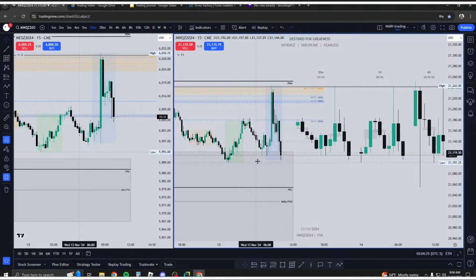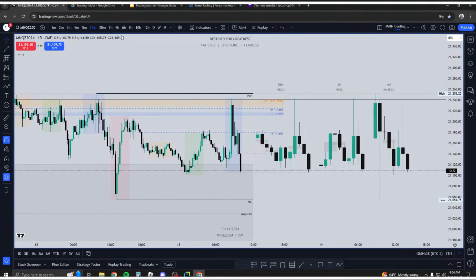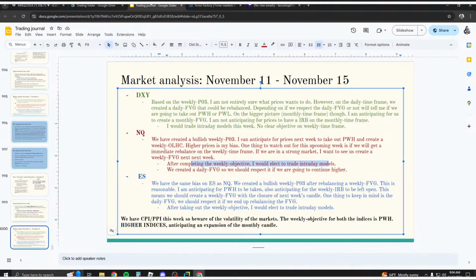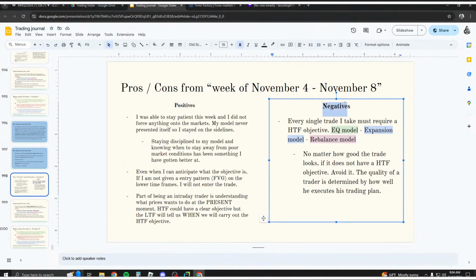And NQ is trading back inside its daily fair value gap, so we could see an expansion higher. We might not. It's really up for time. Like I said, you want to wait for time. And yeah, that's gonna wrap it up for this for right now. I'm gonna go back and go over some of the positives and negatives with you guys. So, review bias, pros and cons.